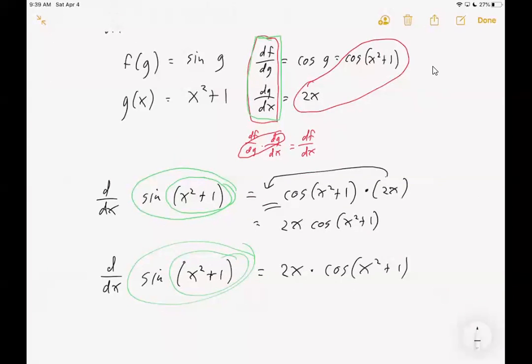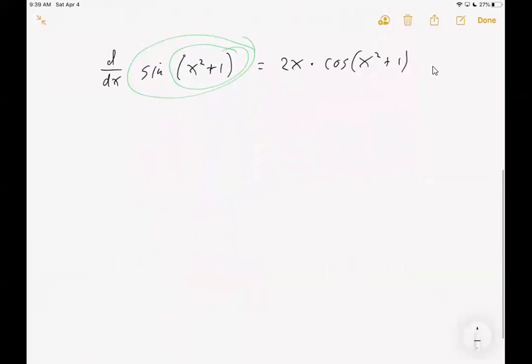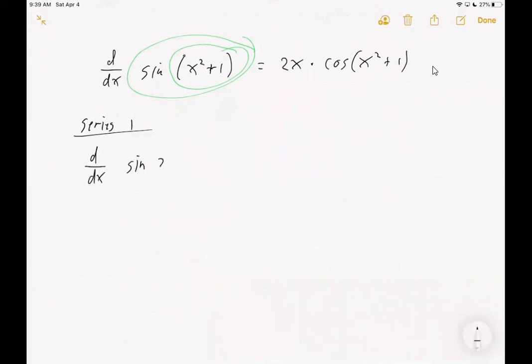All right, so continuing along, let's do a series of problems here. The first series, series 1. You want to get good at this just by practicing quickly. We want to take the derivative with respect to x of the sine of 2x. Okay, so circle the rings.